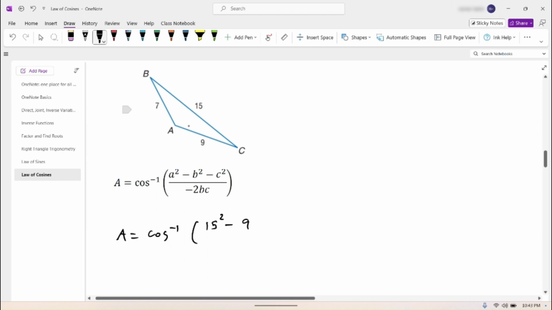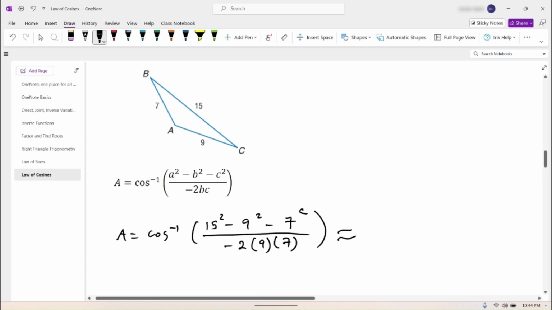So it's always, if this angle is B, always the side opposite of that angle is B, not the adjacent sides. Same for A. This is angle A. This side will be A because it's opposite of that angle. So then B is 9. Then we square it minus C. We know that is 7 and squared, over negative 2 BC, which is 9 times 7.